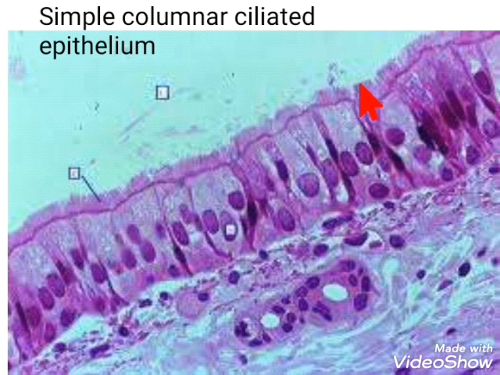If we talk about the function of the simple columnar epithelium, it helps in secretion of enzymes, mucus and so on. It has an absorptive function, absorption of nutrients in the intestine. Another function is propulsion of mucus in the respiratory tract and ova in the fallopian tube. It helps increase the absorptive surface area of cells in the gallbladder and intestine.